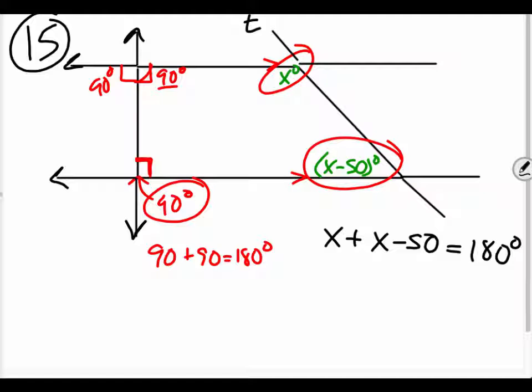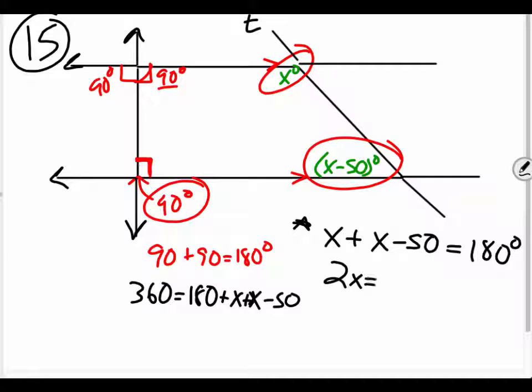So if you use this method, what you would have said was 360 is equal to 180 plus x plus x minus 50, right? Because it's a minus 50. I would have subtracted 180 from both sides and you would have ended up with this anyways, right? Does that make sense? All right, so now I've got 2x, and I add 50 to the other side, so I've got 2x is equal to 230. Divide both sides by 2, and I get x is equal to 115.